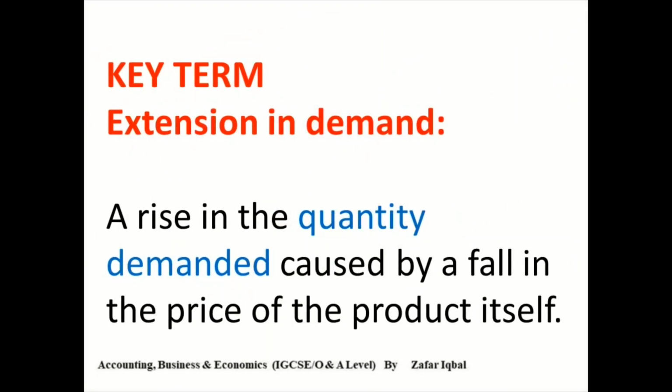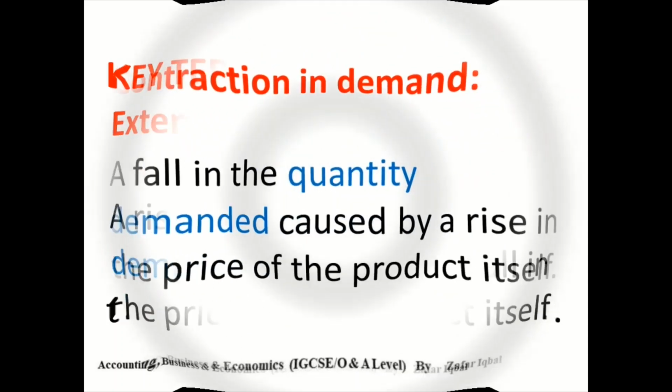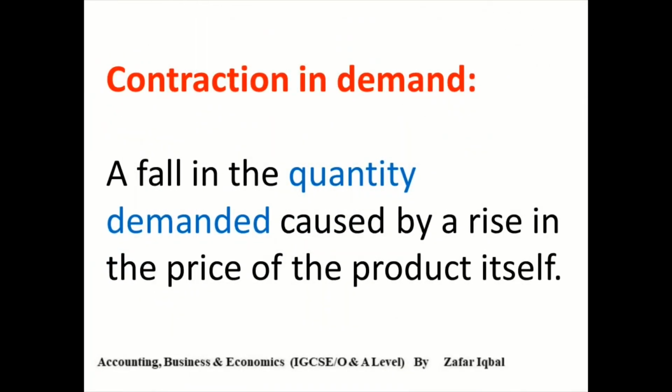Generally speaking, extension in demand refers to a rise in quantity demanded caused by a fall in the price of the product itself. Contraction in demand is a fall in the quantity demanded caused by a rise in the price of the product itself.